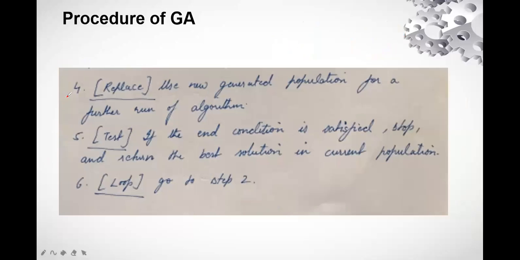Now, in the fourth step, we replace the population as we have described. And fifth, we test it. If the end condition is satisfied, stop and return the best solution in the current population. That means if we get the final solution, we can stop here. If we do not, we start the iteration again from the second step, again and again, till we get the final solution.